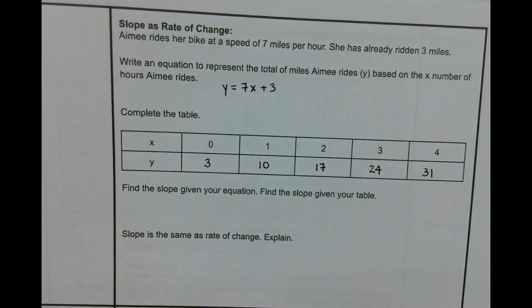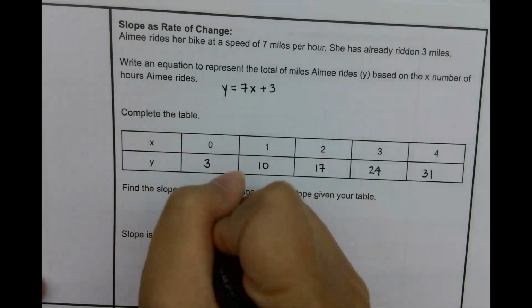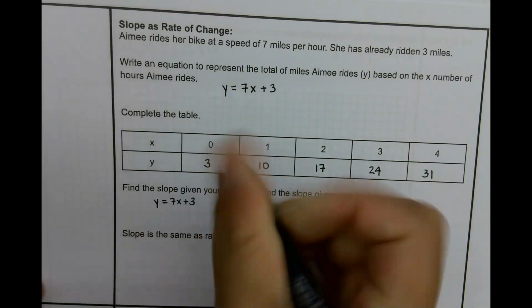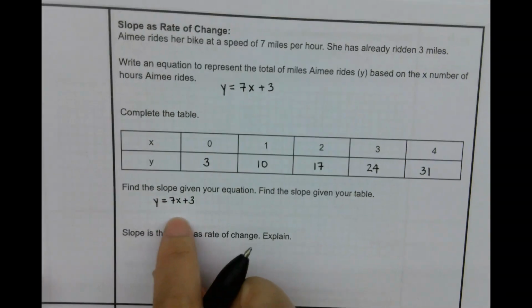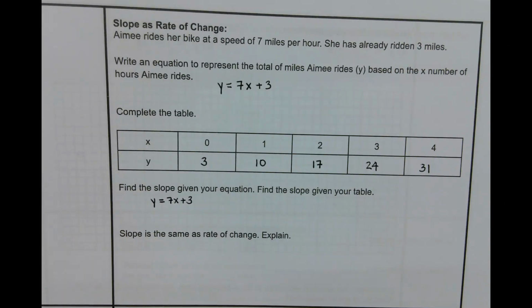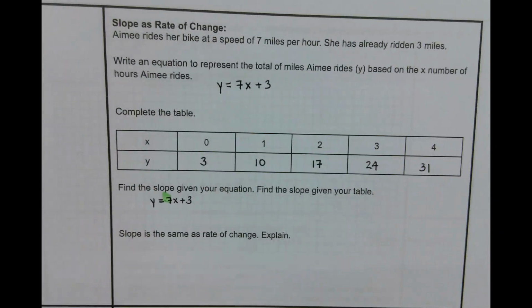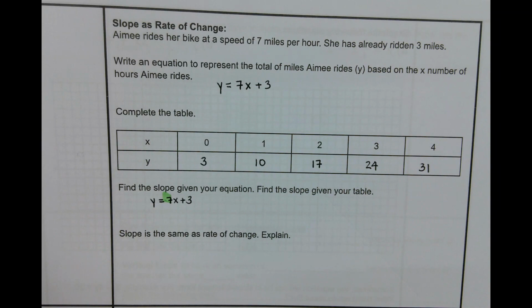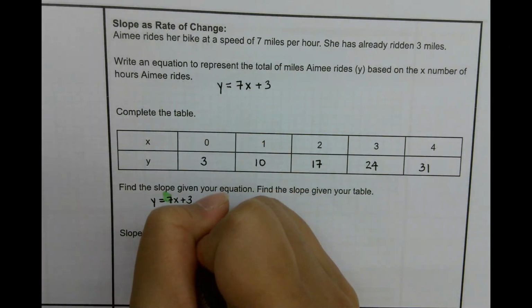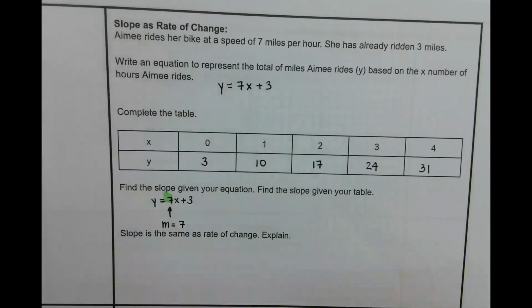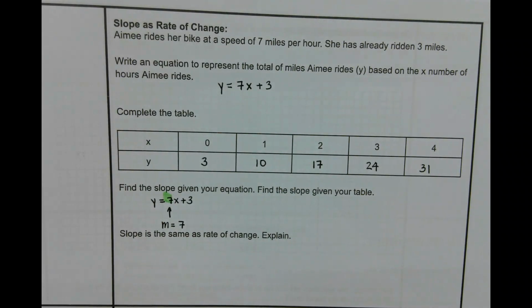Right? So given my equation, find the slope given my equation, y equals 7x plus 3. So when it's in slope-intercept form, when it's already solved for y, we talked about how the slope is the coefficient of x. Right? So in this case, with our equation, we can see that the slope is 7. Okay? What about if we're looking at our table?